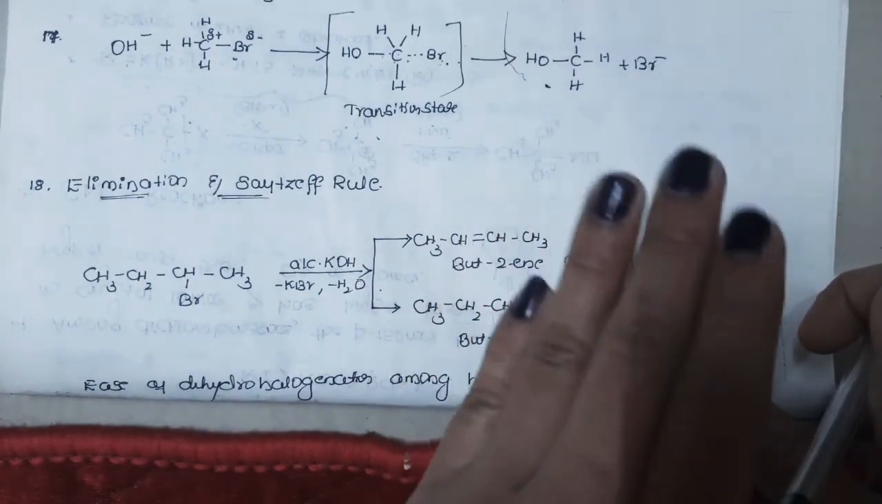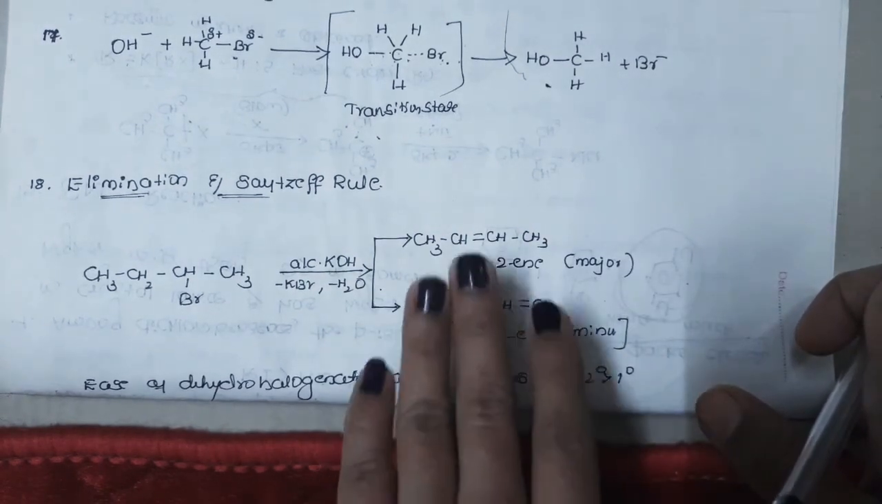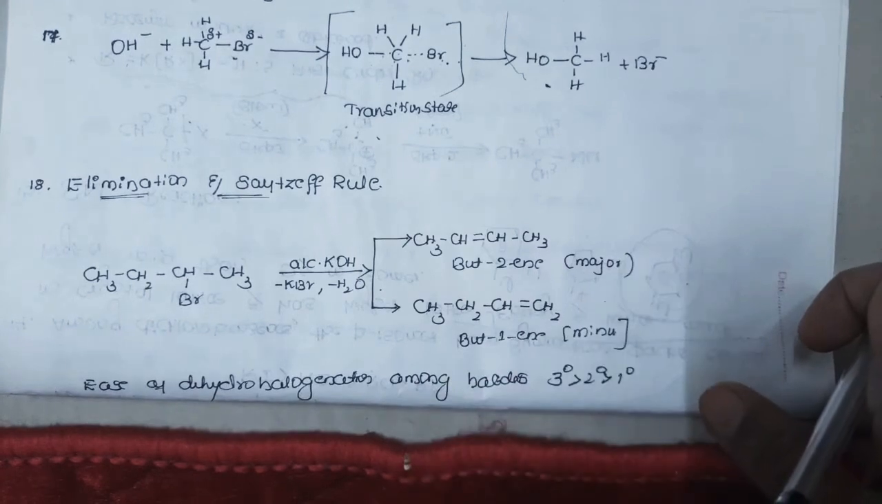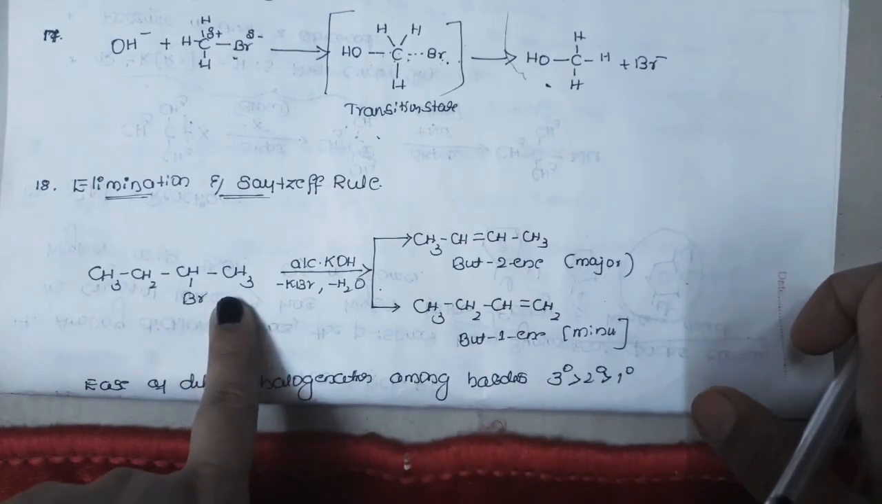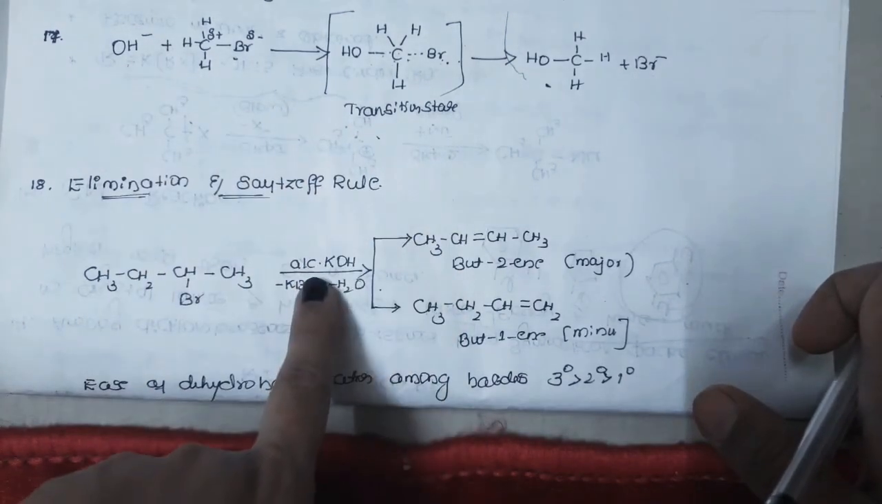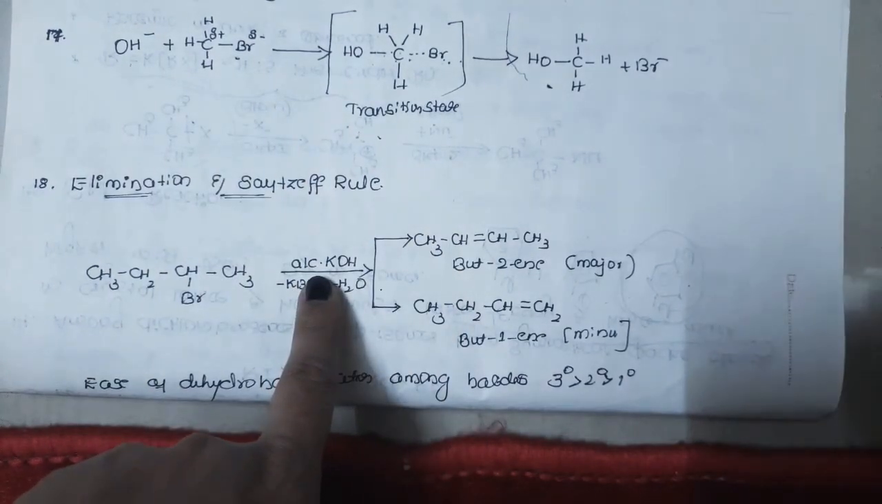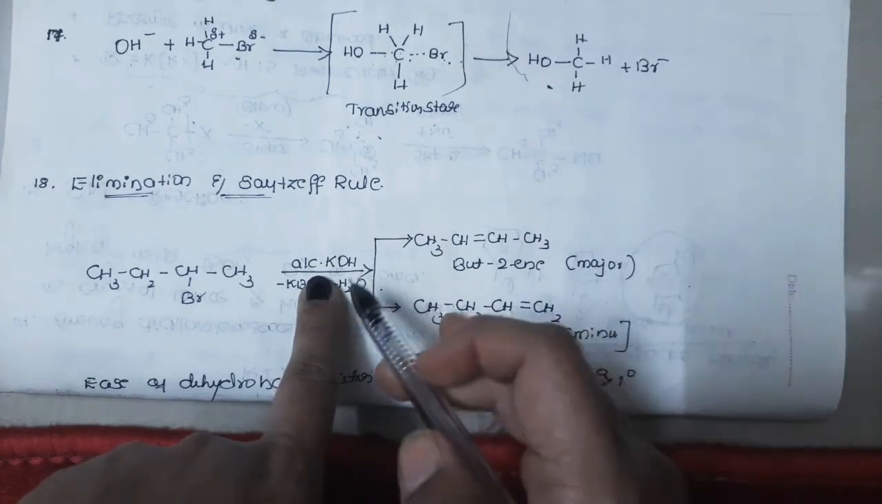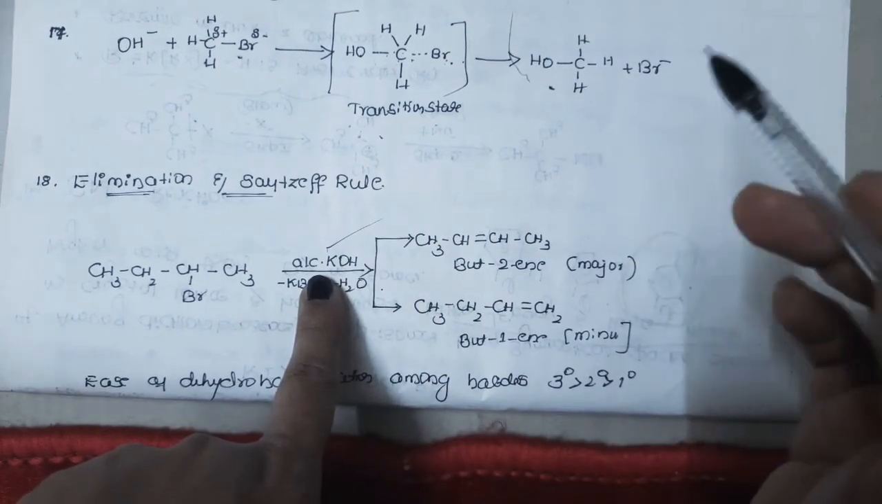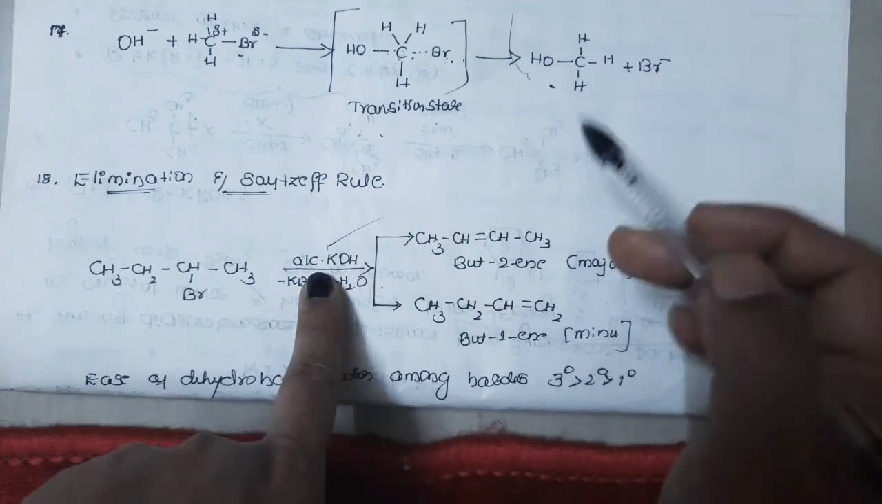Hydrogen as well as the halide you are going to remove. That's called dehydrohalogenation. From where will you remove it? From the alkyl halide. Which reagent are you going to use? Whenever you get a question with a statement like dehydrohalogenation, remember dear students, the reagent is alcoholic potash or alcoholic potassium hydroxide. Remember this one.